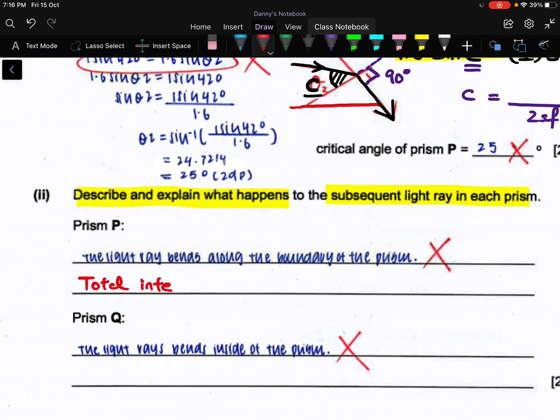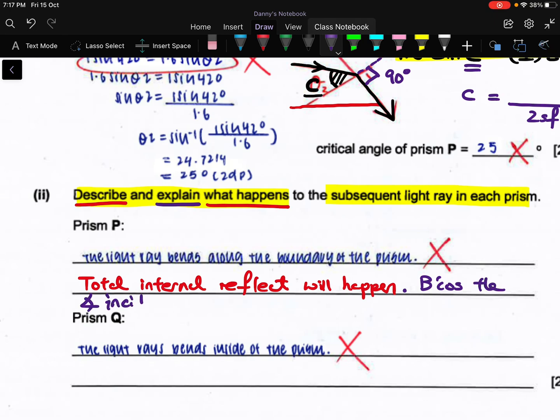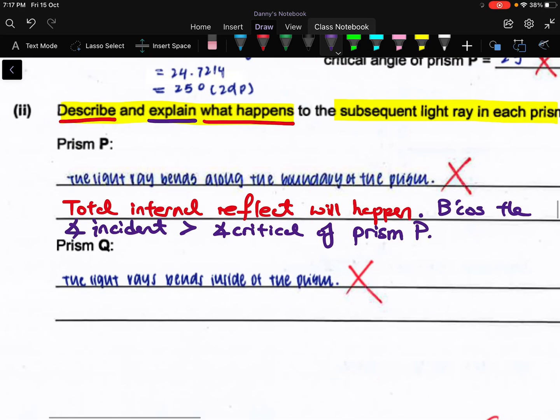So total internal reflection will happen, and when you answer this, you have described what happened, but you still need to explain. So you need to explain because the angle of incident is actually larger than the critical angle of prism P. So critical angle is like a property of the prism P.